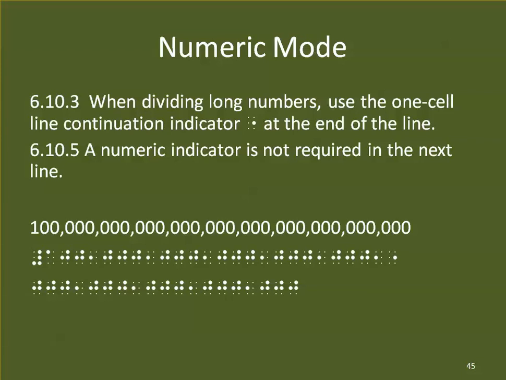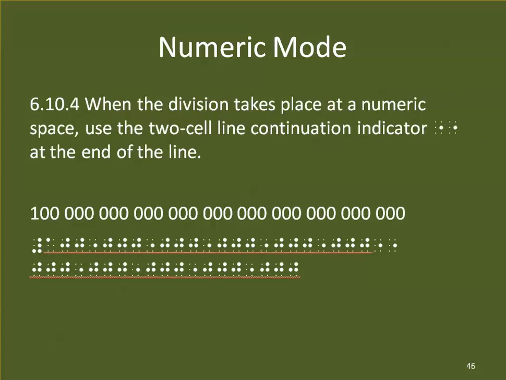So we have whatever this is. I think maybe it's a googol, the actual number of a googol. I can't remember where I got that from, but it has a 1 followed by a whole bunch of zeros. It can't fit on one Braille line, so I have 1, 0, 0, comma, comma, comma, comma. At the end of the line, I have a one-cell line continuation indicator, which is a dot 5. The number continues on the next line.